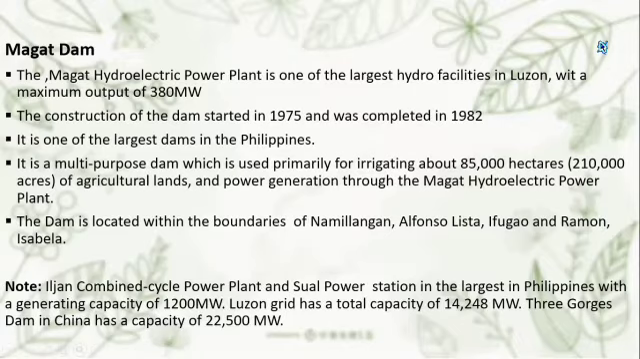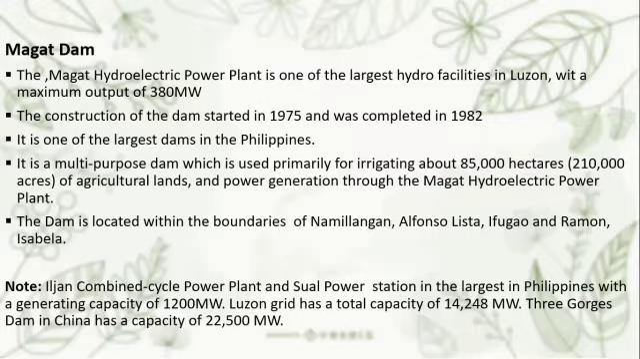It is a multi-purpose dam, which is used primarily for irrigation of about 85,000 hectares or 210,000 acres of agricultural lands, and for power generation through the Dabagat Hydroelectric Power Plant. The dam is located within the boundaries of Namiliangan, Alfonso Lista, Ifugao, and Ramon, Isabela.